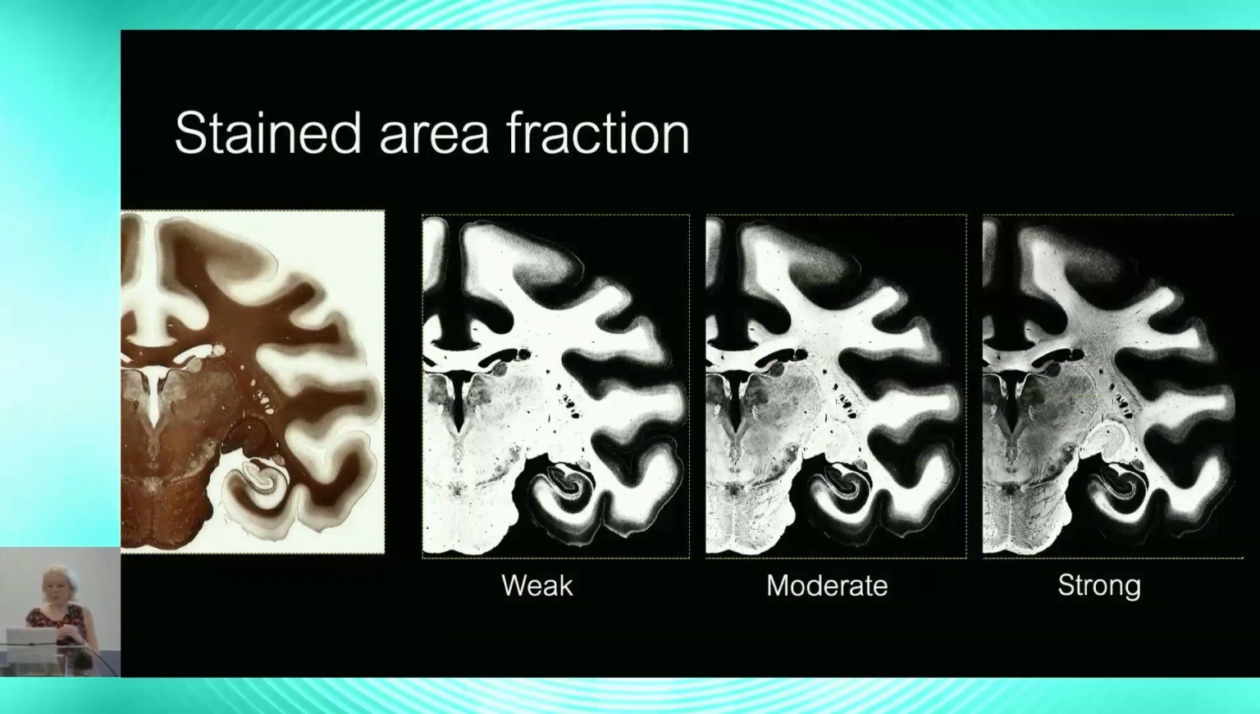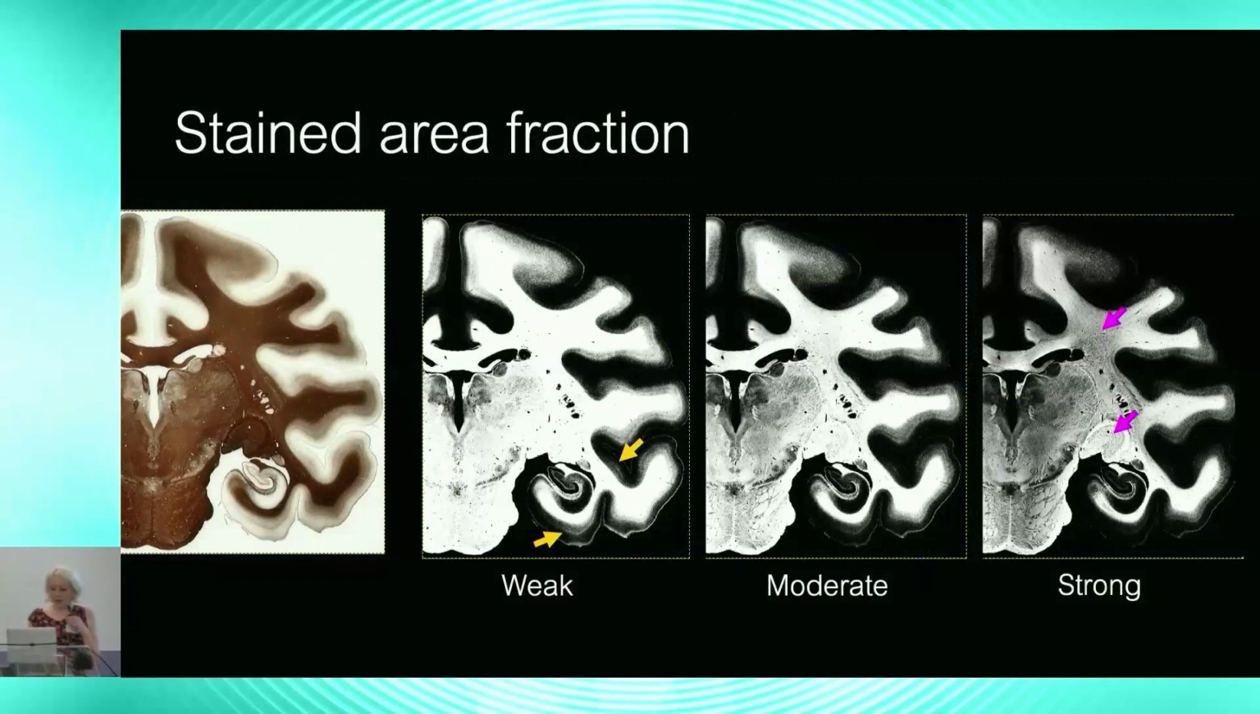By doing this across the entire section, we can acquire these 3 different stained area fraction maps related to weak, moderate, and strong staining, where the weak threshold is able to better visualize myelin variation across the cortex, whilst the strong threshold can show us myelin variation across the more densely stained white matter and subcortical structures.